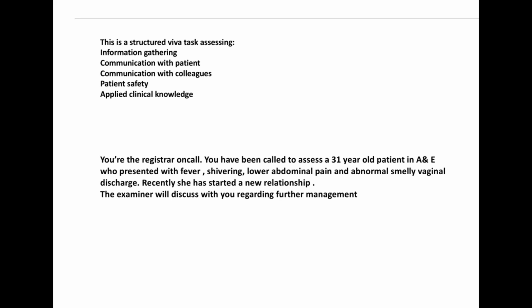What are the oral medications? The oral medication is doxycycline and metronidazole. So doxycycline will be the same dose as IV, 100 milligram twice daily for 14 days. Metronidazole will be 400 milligram twice daily for 14 days as well. So in total will be 2 weeks of oral antibiotics.